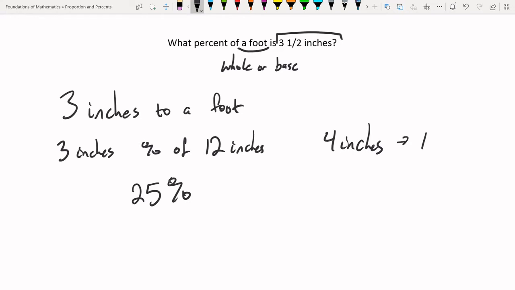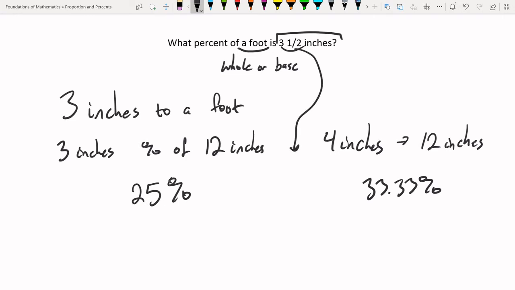4 inches is what percentage of 12 inches, or in other words, of a foot? Well, 4 times 3 makes 12. So each 4-inch portion is a third of a foot, or in other words, 33.33%. So 3.5 inches, which is between 3 inches and 4 inches, is somewhere between 25% and 33.33%. You could say it's probably close to 30. So this should be around 30%.